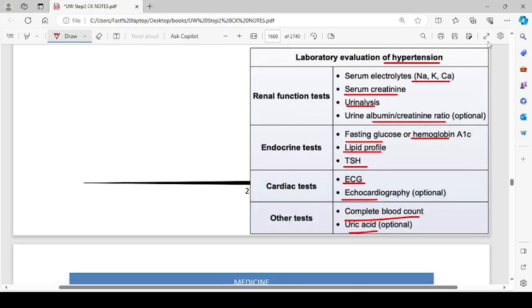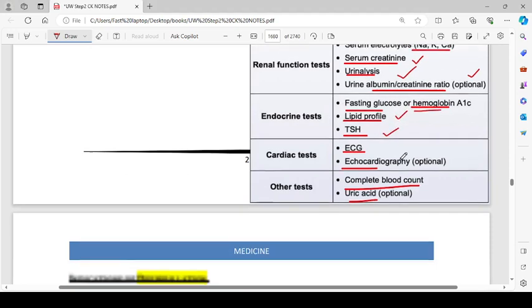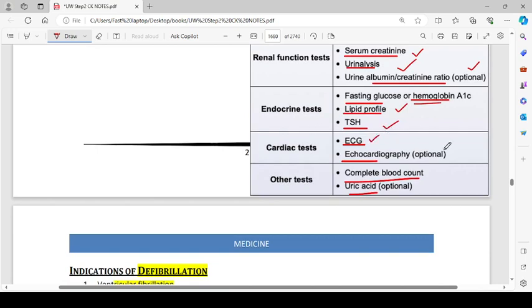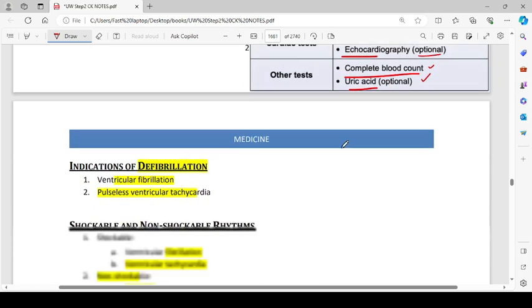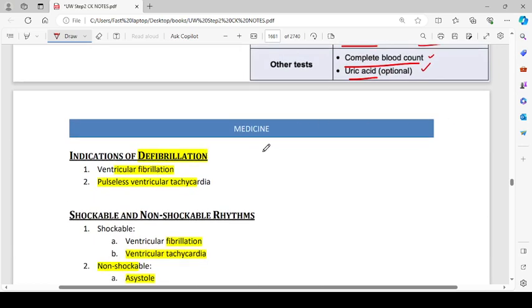Lab evaluation of hypertension. Mostly hypertension is primary, but to look for secondary causes, if any, we do renal function tests. We check the serum electrolytes, sodium, potassium, calcium, serum creatinine, urinalysis, and urine albumin creatinine ratio, which is optional. Endocrine tests like fasting blood glucose or hemoglobin A1C, lipid profile, and TSH. The cardiac tests like ECG and echocardiography, which is optional, and other tests like complete blood count and uric acid, which is also optional.